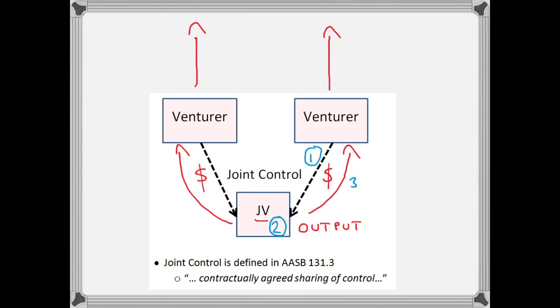Third, we have the output that is being provided back to the venturer. How does this get recorded? What costs get assigned to it? How do we work out those amounts? And fourth, probably the easiest of all the parts, how do we work out what to do with the sale of the inventory?